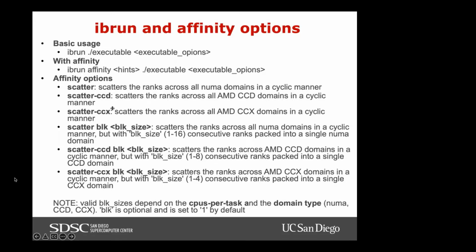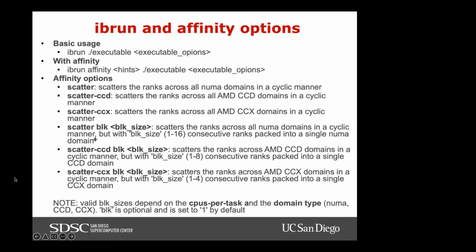So you can run with affinity, saying IB run affinity, and then you can give it some hints and options that I'm showing below, and then the executable, and then whatever the executable options are. So the affinity options: there is a scatter option, which will scatter across all the NUMA domains in cyclical fashion. Then there's a scatter CCD, so you scatter across CCD domains. For example, when we are doing 1 MPI task per CCD, this is probably one way of doing it, right? You can cycle through all the domains, and each CCD will get 1 MPI task.